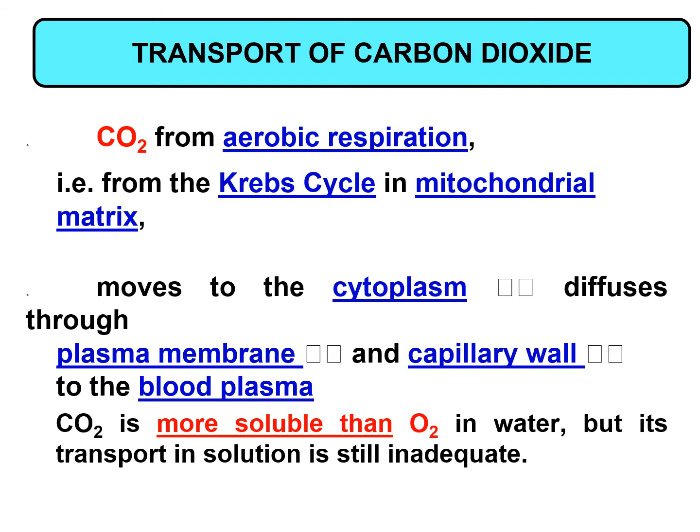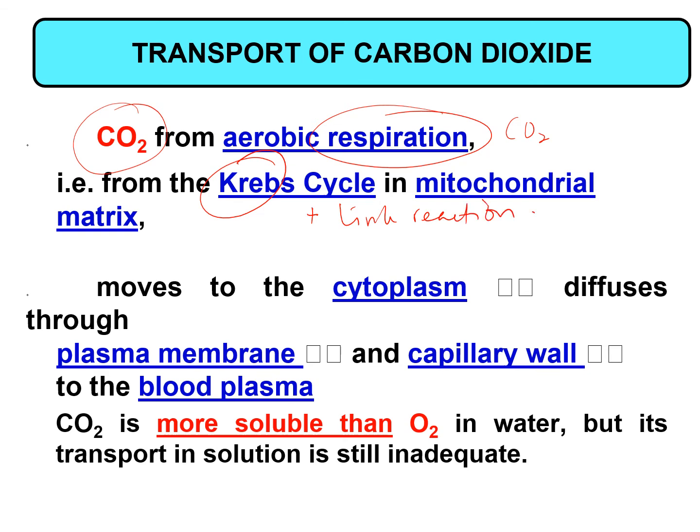Okay, now let's explain the transport of carbon dioxide. The partial pressure of carbon dioxide in respiring tissue is high due to respiration, because respiration releases carbon dioxide through the Krebs cycle and link reaction. So the carbon dioxide from the mitochondria will move to the cytoplasm, then diffuse out of the cell into the blood capillary.